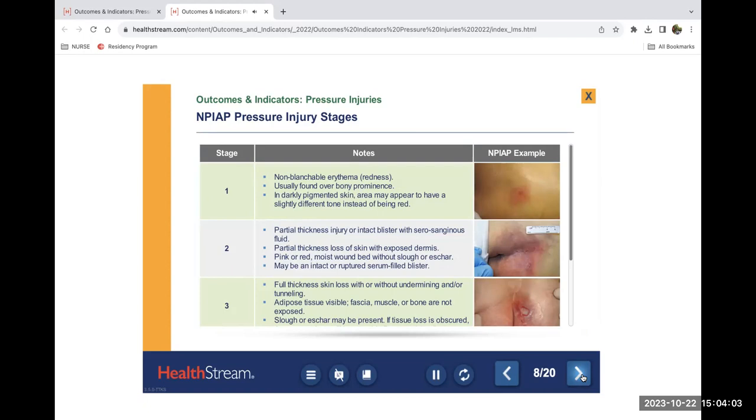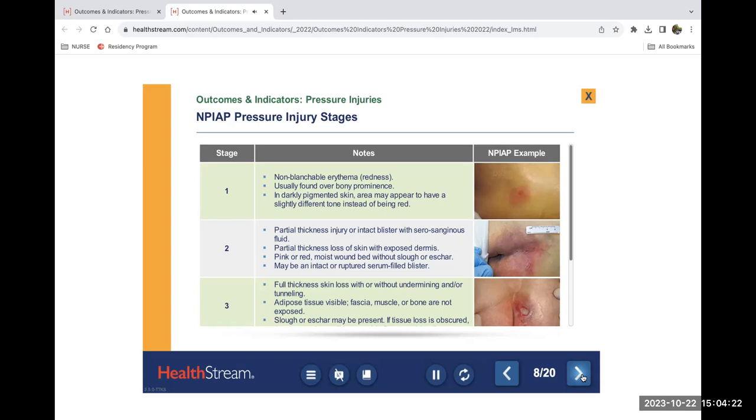A Stage 2 pressure injury is considered a partial thickness wound. It usually presents as a shallow, open wound that can be shiny or dry. Sometimes a blister may still be intact with serous or serosanguinous fluid. Skin is usually pink or red around the wound bed.